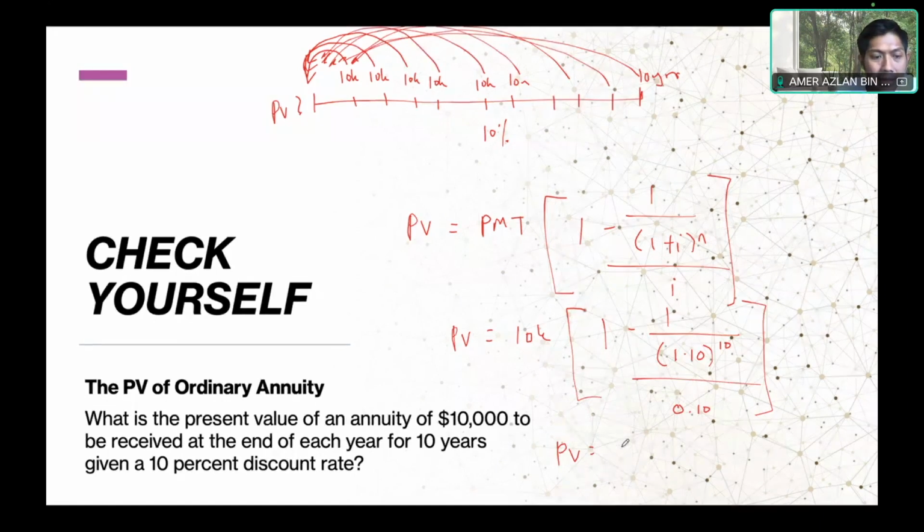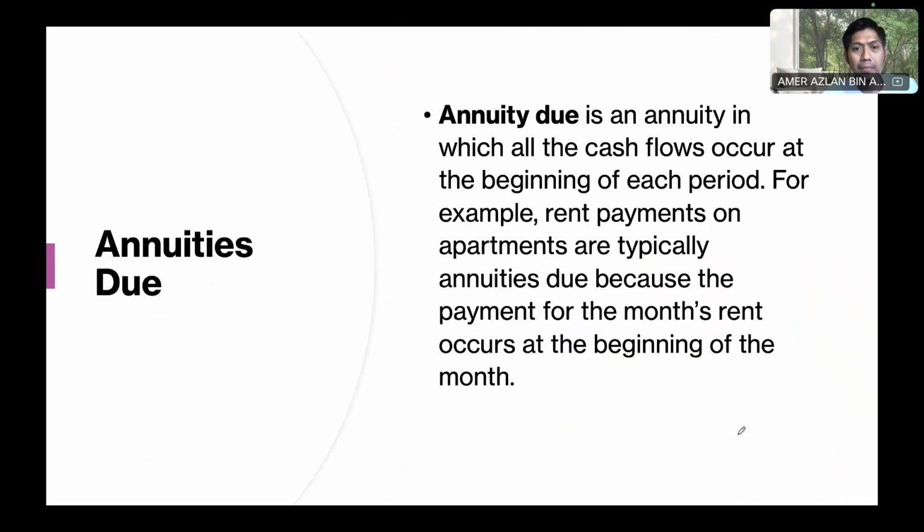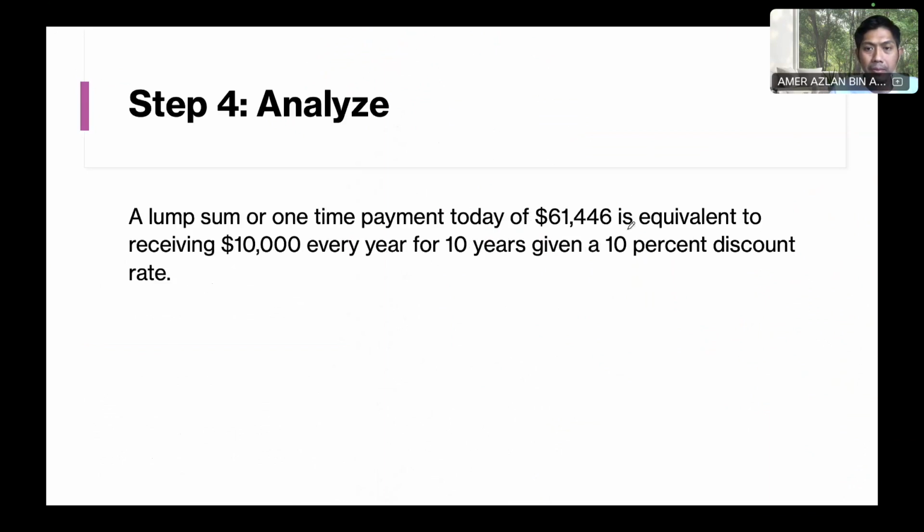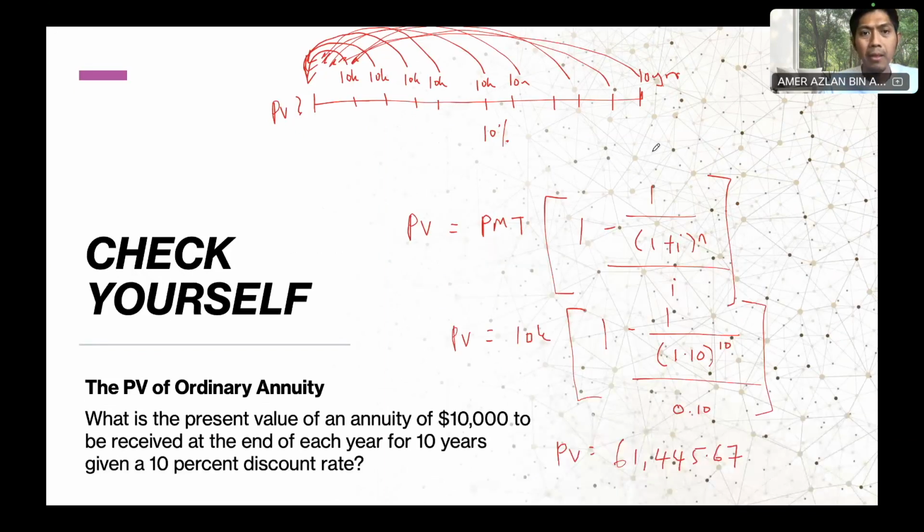You should get 61,445.67. This one. Which means that the future value of annuity that you are going to receive every year, the value today is around 61,445.67. Okay, that is the present value of ordinary annuity.